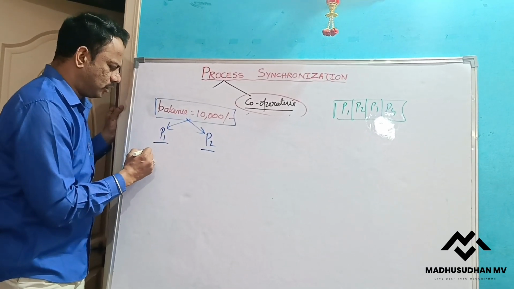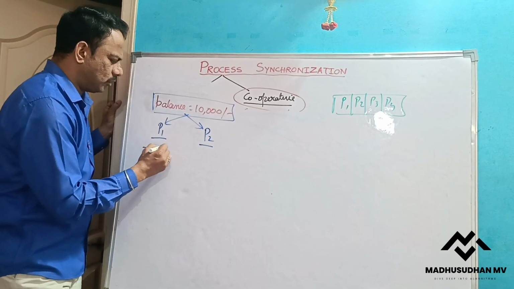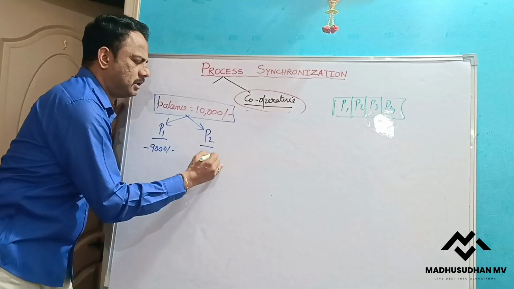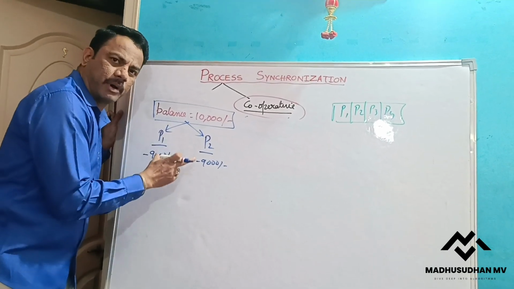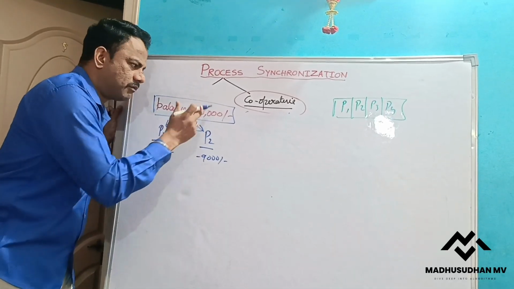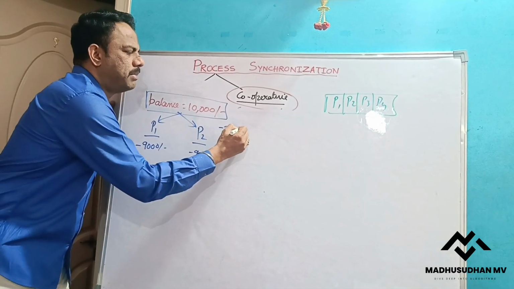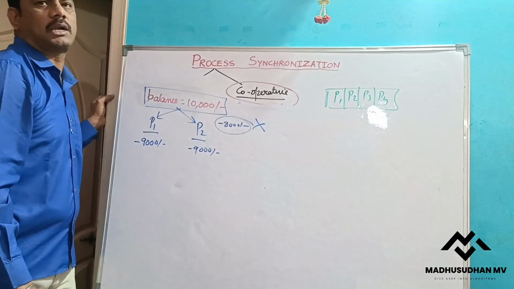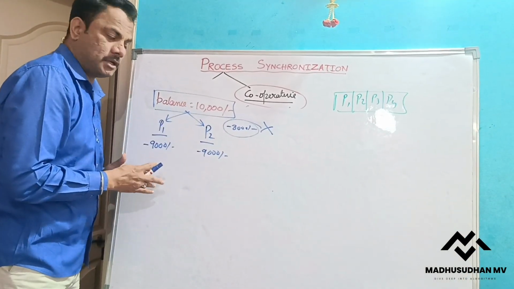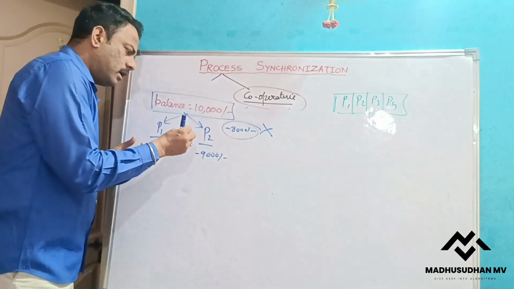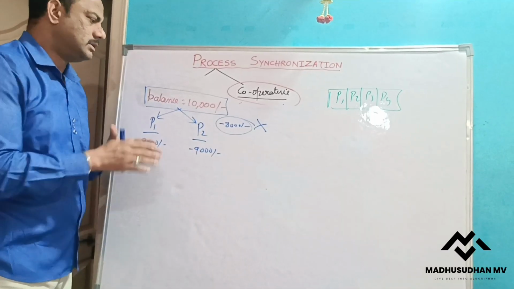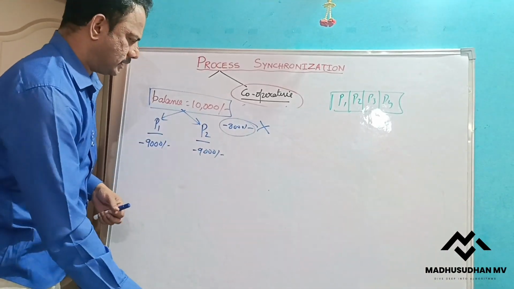Now this person will try to withdraw, for example, 9,000. At the same time, assume this person also wants to withdraw 9,000. So is it possible that both processes get 9,000? No way. If it happens, it will lead to a minus 8,000 balance. This is not possible in practice. That means this is data inconsistency. The problem is that both are trying to withdraw at the same time, but that is not possible. This is the problem.